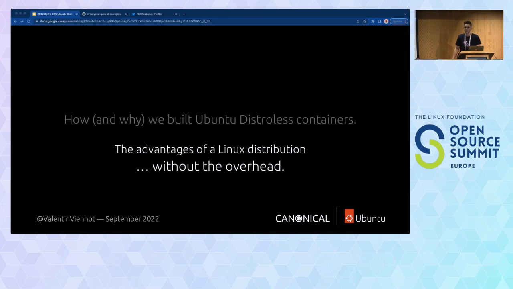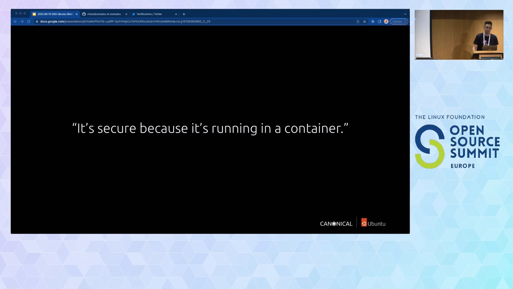For the fun fact, by the way, when I joined Canonical a few years ago, we were not the publishers of the Ubuntu base image that you're probably using in your projects or development often. And now it changed. We have a great containers team at Canonical that is working on that. We have exciting stuff that is coming soon and in the future. But it's always good to know where we started from, and all of this is going to tell the story of why and how we built these Ubuntu distro-less container images.